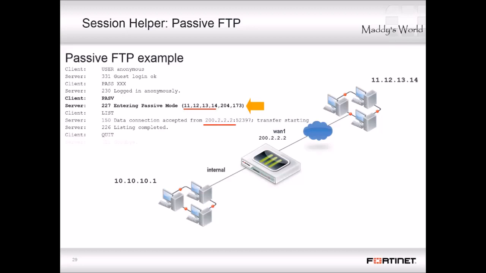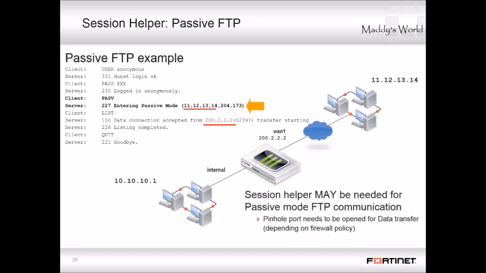In this example, the data command used is just a simple file listing. The server echoes back the connection information. You can see from here the IP listed is the WAN 1 IP. This is because the packets are NATed, so as far as the server is concerned, the IP that's connecting to it is 200.2.2.2.